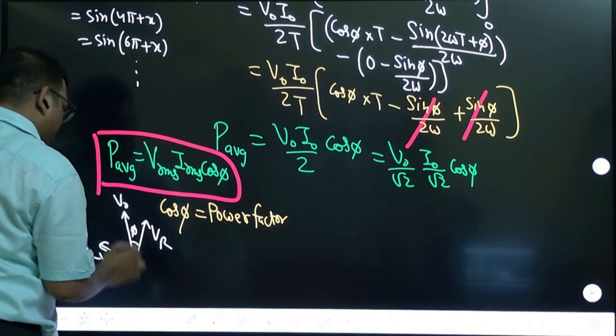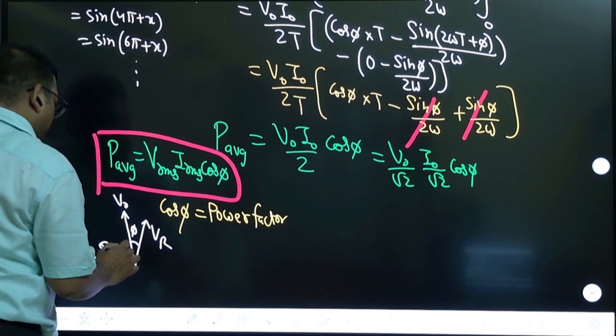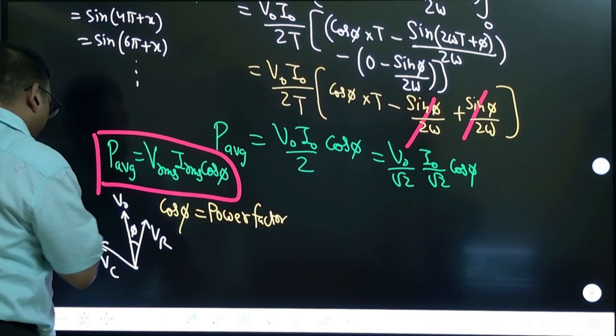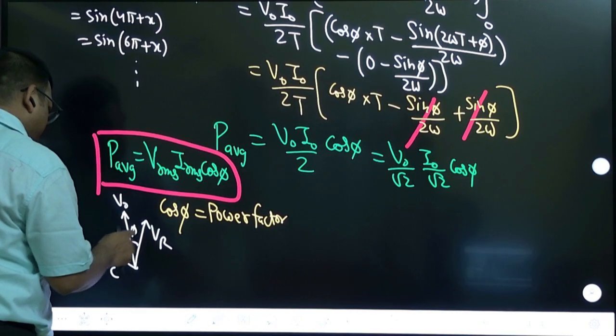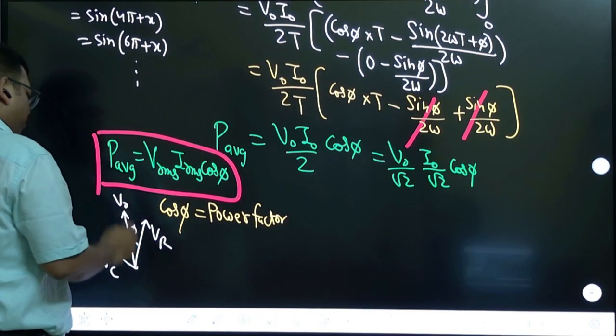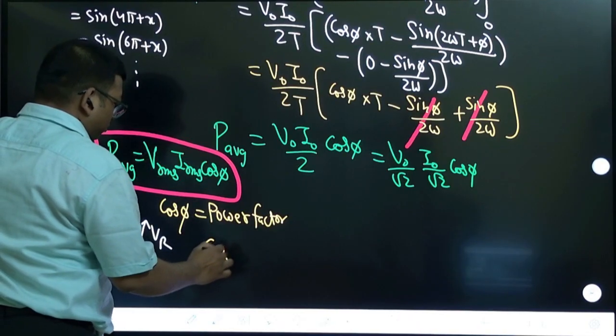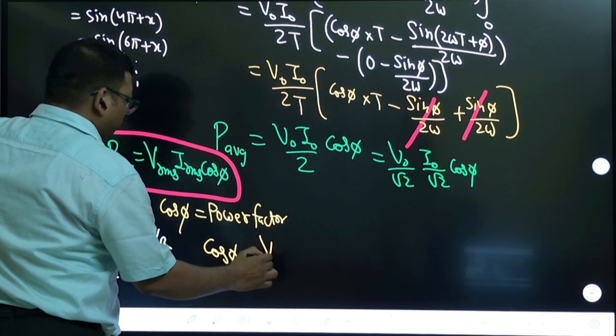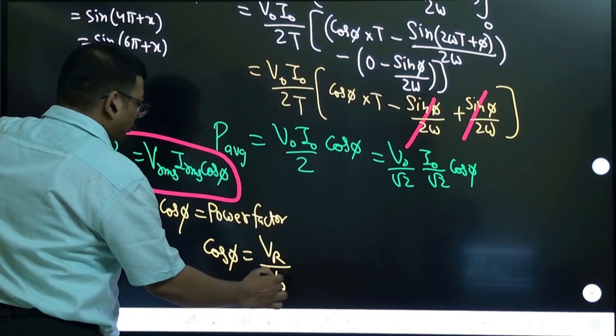But suppose I want to calculate cos phi. So cos phi will be what? What will be cos phi? You can calculate cos phi. Cos phi will be VR by V0.